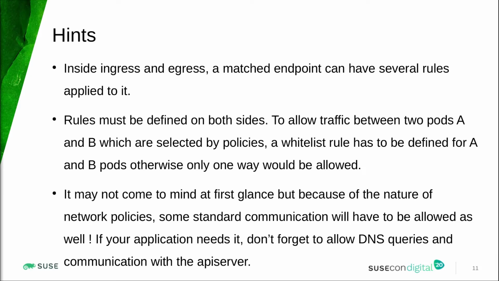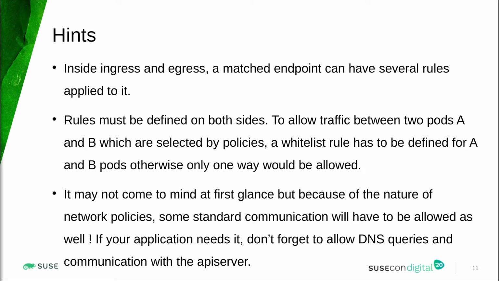It's important to remember as well that rules must be defined on both sides. Because as soon as you have two pods which need to communicate together and these two pods have network policies applied to them, then you always need to create a whitelist rule in ingress for one side and egress on the other side. It's very important to remember that when you allow one side, you always need to allow the same rule on the other side.